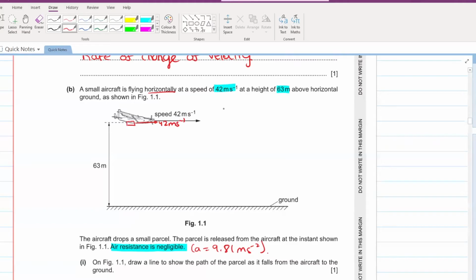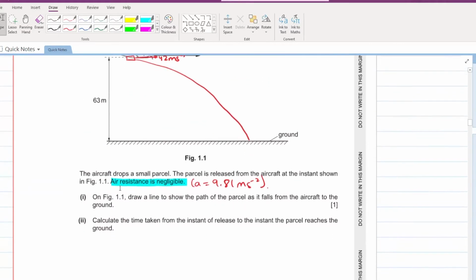This is the start of half projectile motion. Initially, you will only have a horizontal velocity of 42 ms^-1. Your vertical velocity will be 0. How will the path of the parcel look? Somewhat like this. This is your basic half projectile motion.